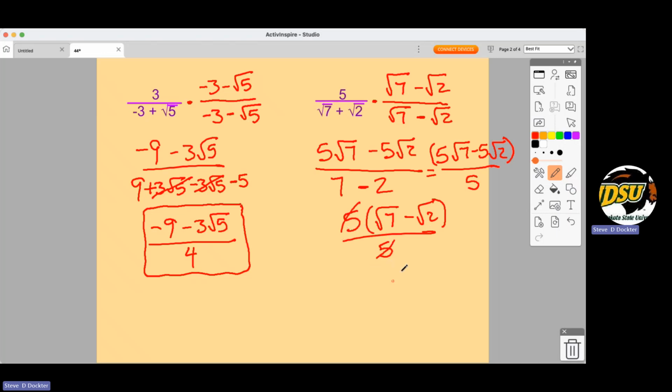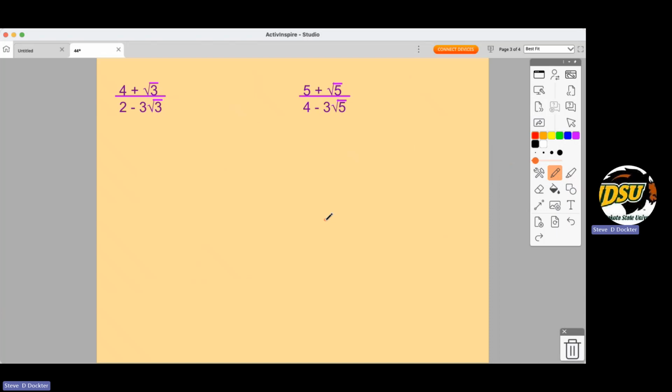These 5s now end up canceling. So our answer is square root of 7 minus the square root of 2. All right, do remember these are not like terms, so we can't combine those in any way. We just got to write it down. All right, and then for our last page, they're more complicated, but it's doing the exact same thing here.